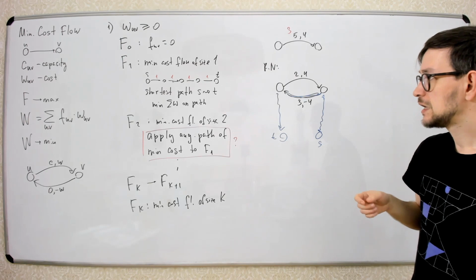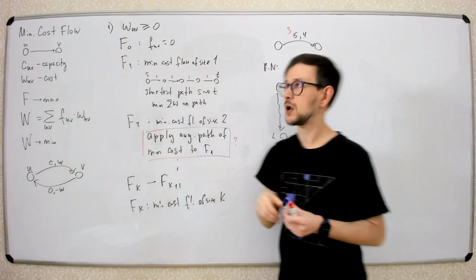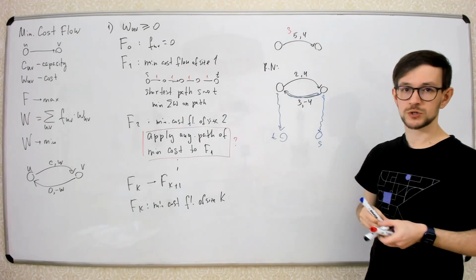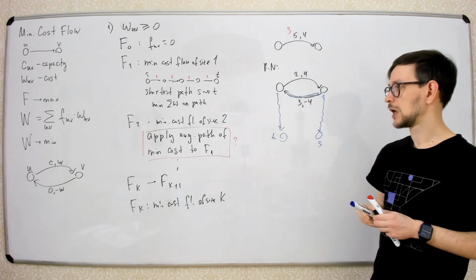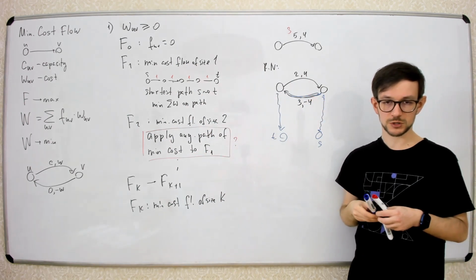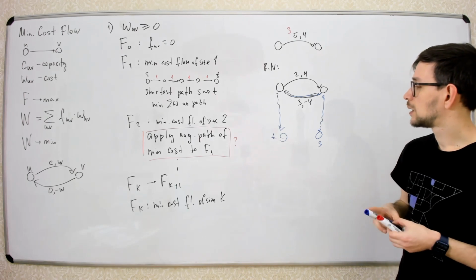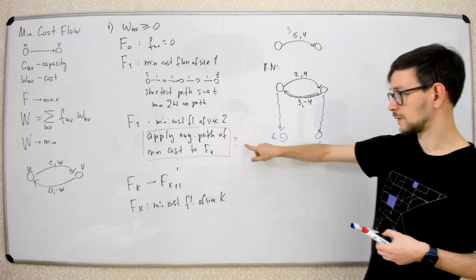So even if in the initial network all the costs were non-negative, in the residual network there may still be some negative costs. That's kind of sad, right? So we cannot use Dijkstra here.